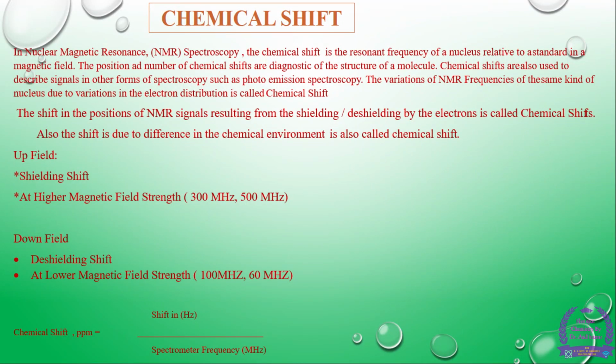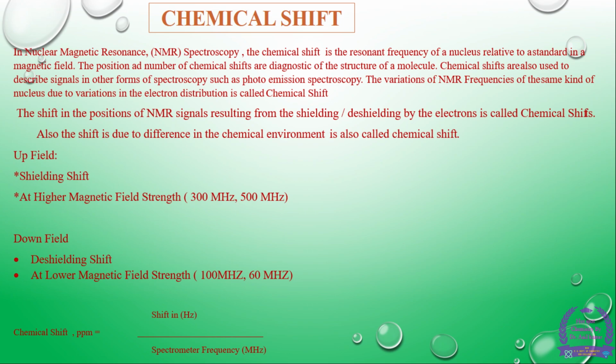In nuclear magnetic resonance, that is NMR spectroscopy, the chemical shift is the resonant frequency of a nucleus relative to a standard in a magnetic field. The position and the number of chemical shifts are diagnostic of the structure of a molecule. Chemical shifts are also used to describe signals in other forms of spectroscopy such as photoemission spectroscopy. The variations of NMR frequency of the same kind of nucleus due to variations in the electron distribution is also called chemical shift.